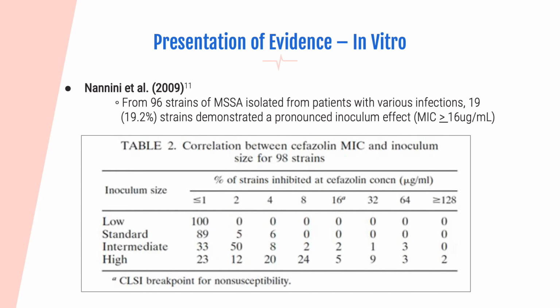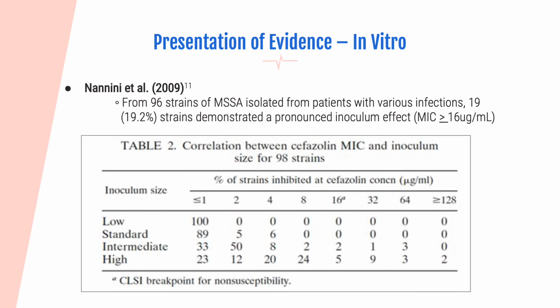A study by Nannini and colleagues sought out to determine the identity and frequency of MSSA strains that are associated with the cefazolin inoculum effect. These strains were isolated from patients from several countries who had either had a complicated soft tissue infection, hospital-acquired pneumonia, bacteremia, or endocarditis. All strains were placed in 4 environments at low, standard, intermediate, and high inoculum. MICs were determined using a broth dilution method.